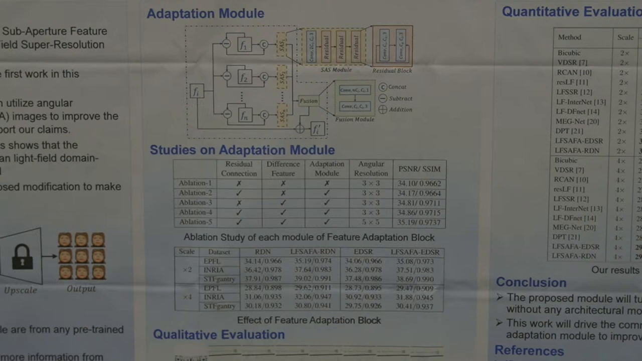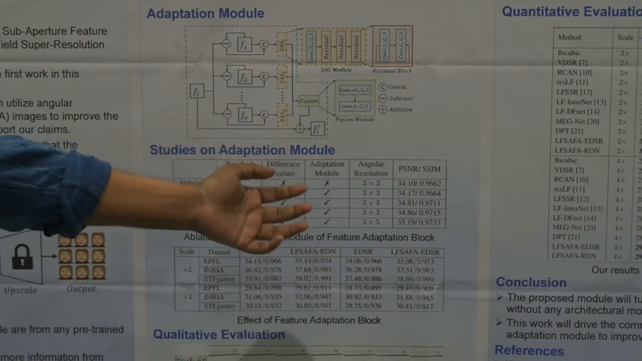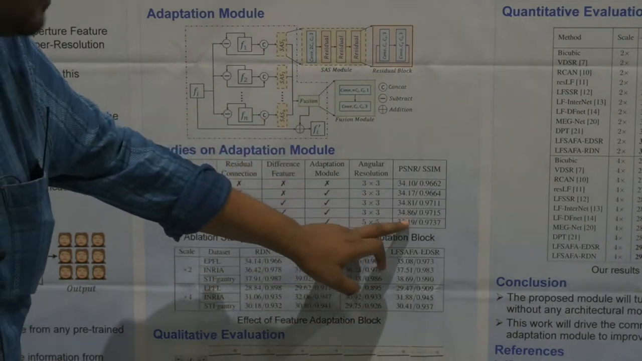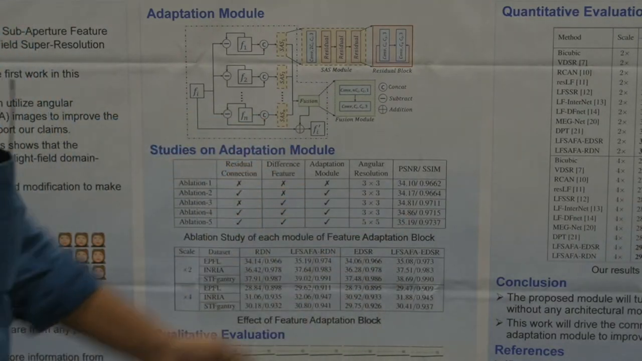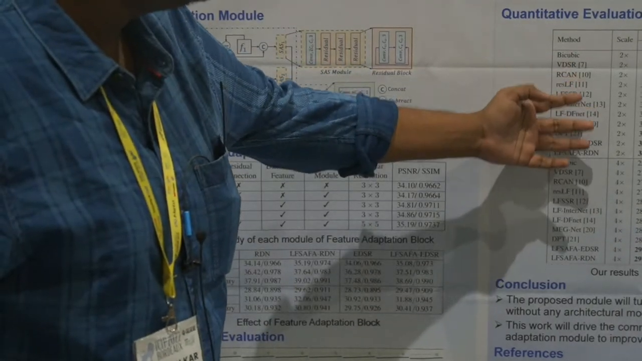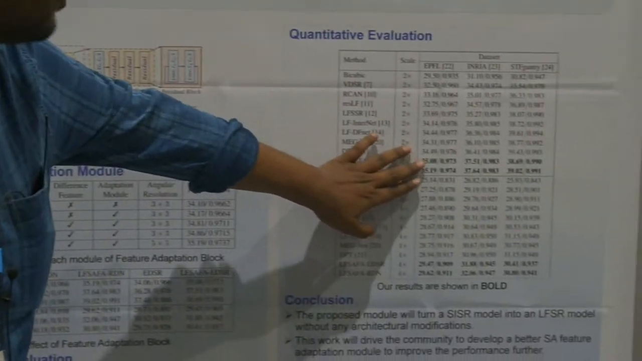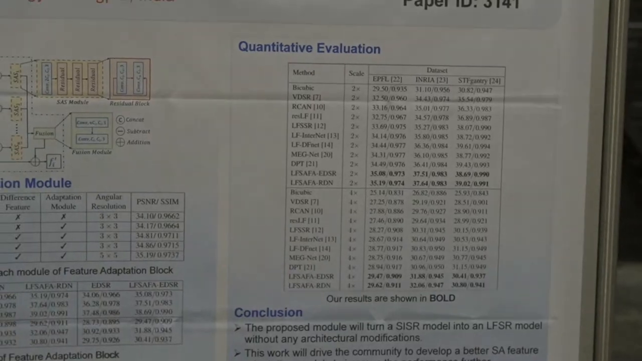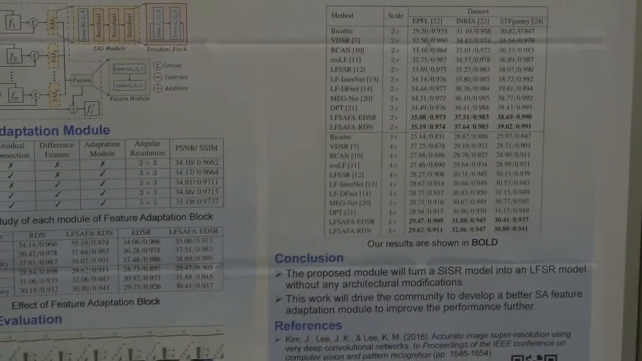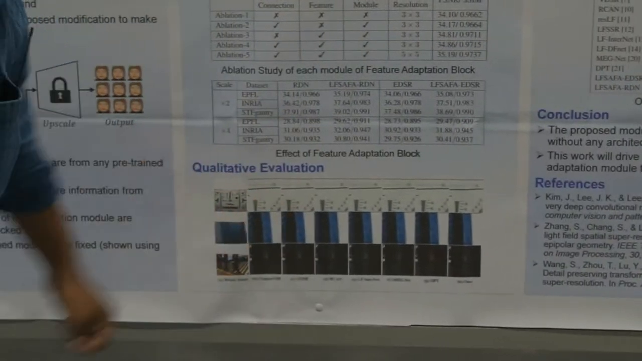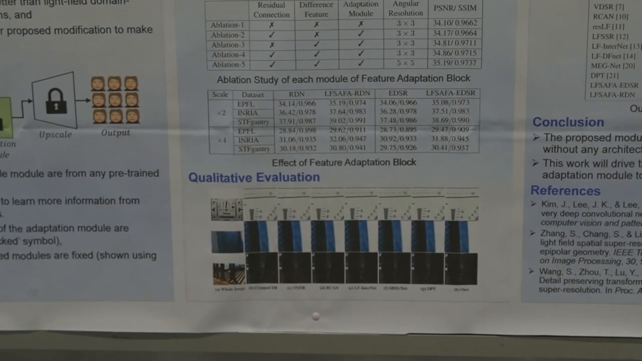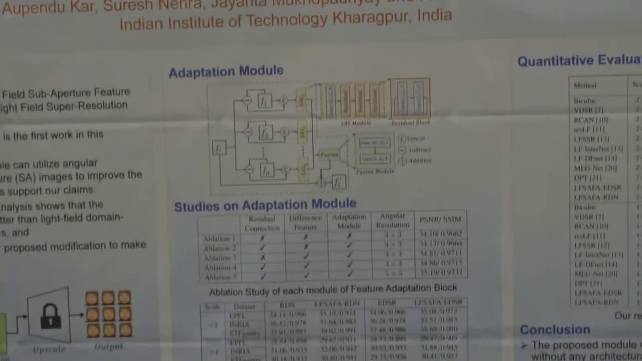it also increases the angular information present in those images. So it also improves the performance a lot. So this table is the quantitative evaluation of our approach as compared to the recent benchmarks. And these are the visual performance of our method.